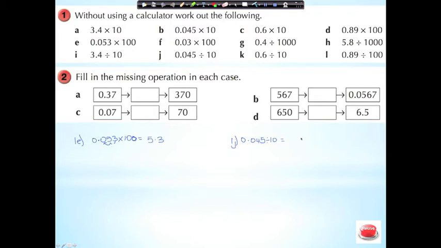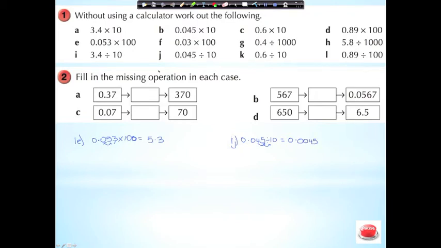So this 4 moves 1 place this way, and then the 5 moves 1 place again. So I'm going to have 0.0045.